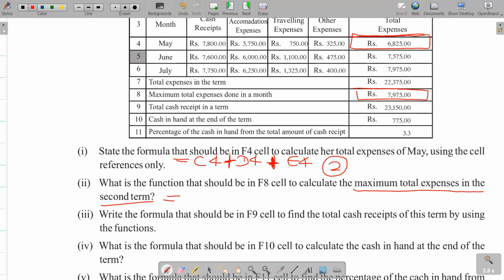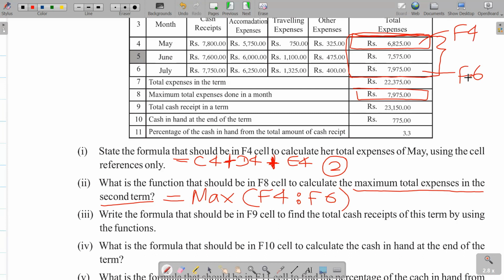So what we are going to do is, we can use equal max, within brackets you have to say the maximum total expenses. So the total expenses range goes from here to here, right? So this is the range. I have to say max, the column is F, so F4 colon F6, right? So this is F4, this is F6.